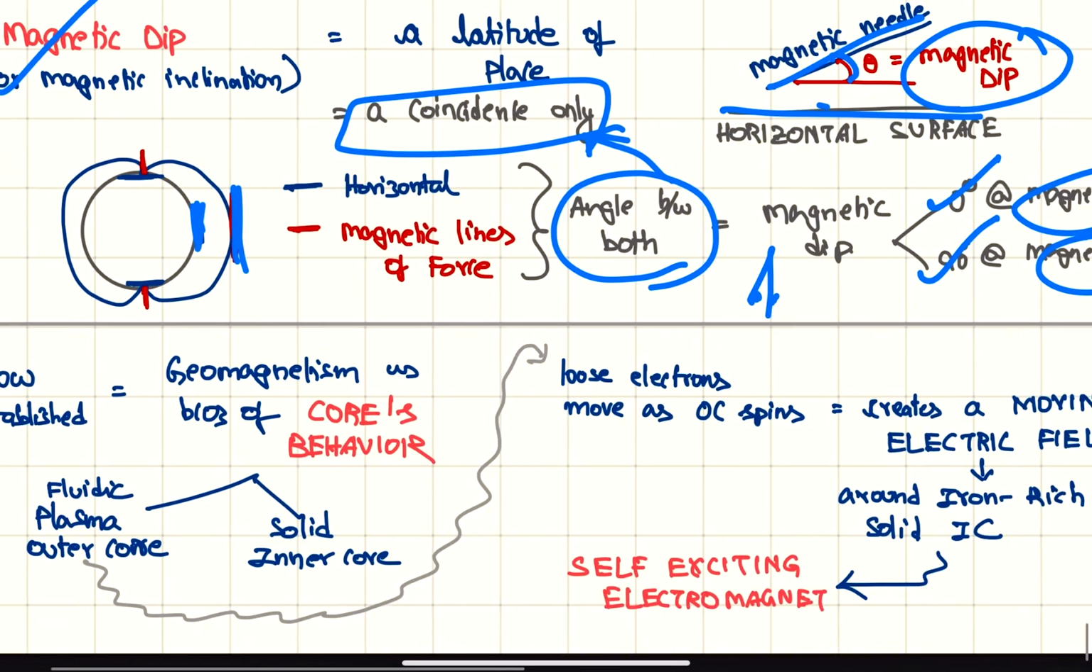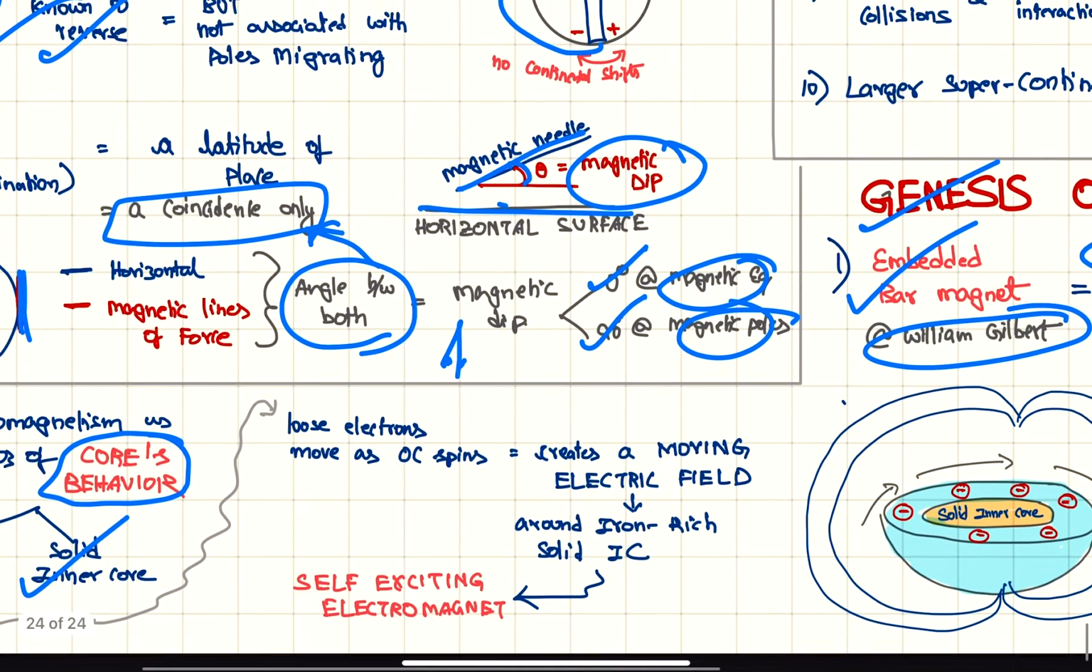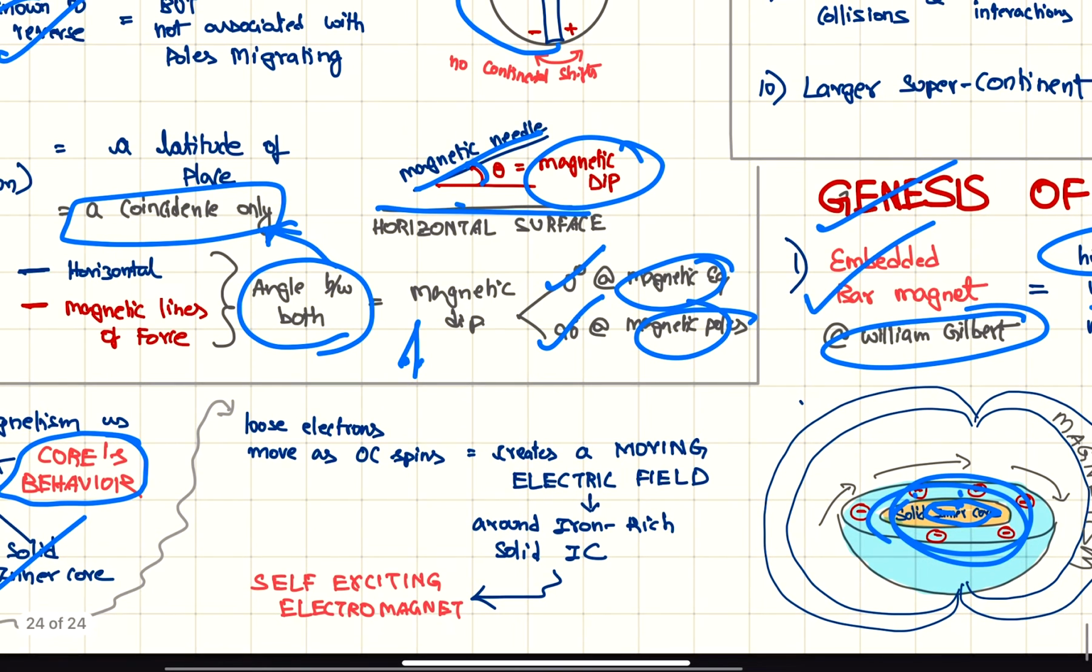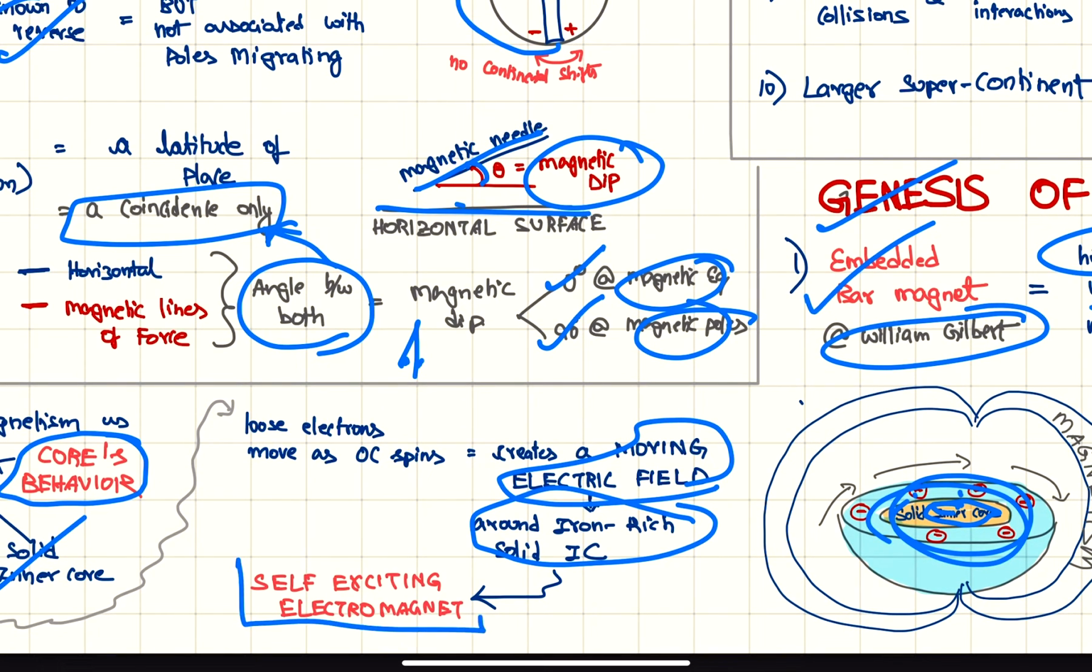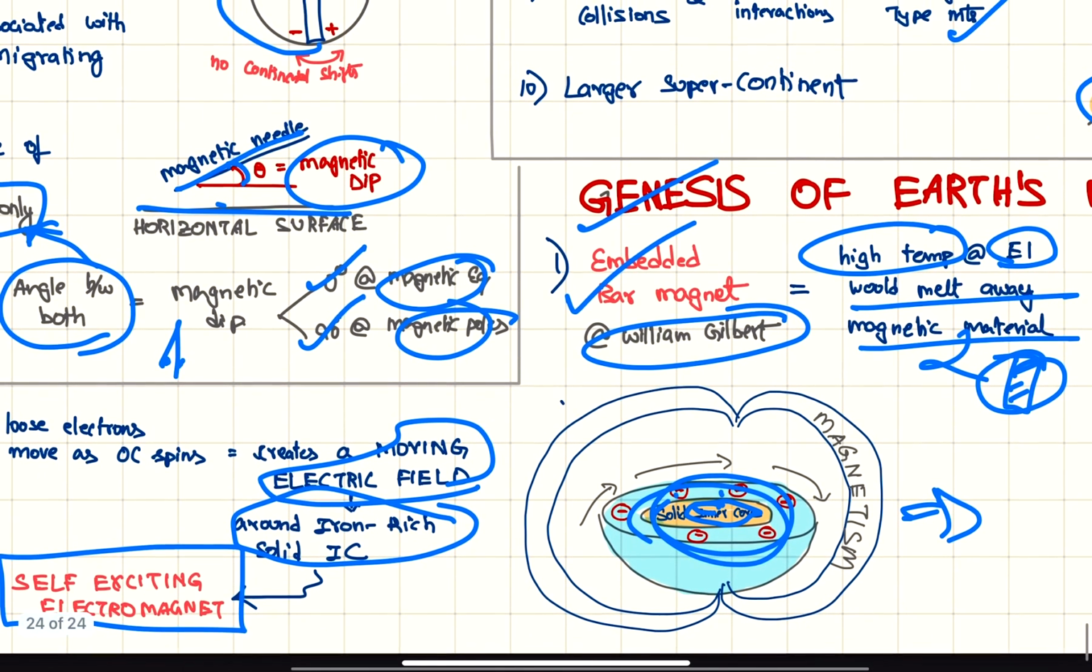Now the most accepted and recent theory is that geomagnetism is because of the core behavior, which has a fluidic plasma outer core and a solid inner core. The inner core is solid and iron rich, and we have electrons spinning in the outer plasma core, and because of this it creates a moving electric field around the iron rich inner core, and thus it becomes a self-exciting electromagnet, and thus the Earth's geomagnetism can be explained using this principle.